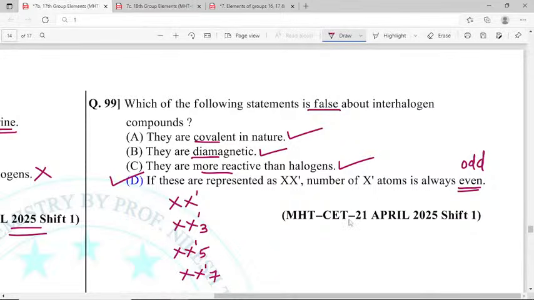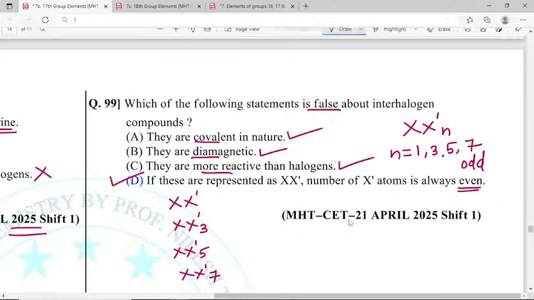They are represented as XX'n. So what is the n number? It should be 1, 3, 5, 7. Yes, very good. And the same type of question is asked in board exams: write the characteristics of interhalogen compounds. These are the characteristics of interhalogen compounds.